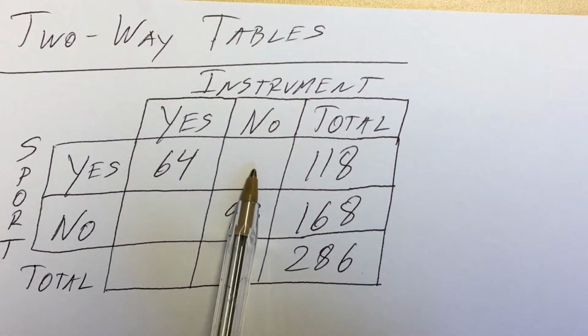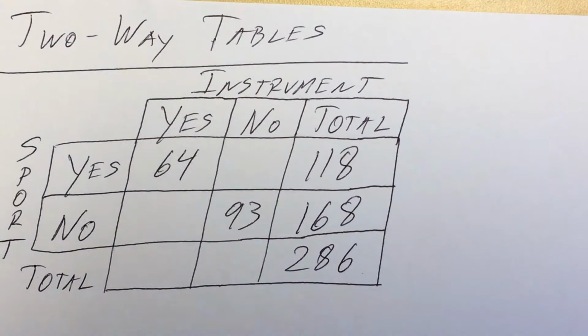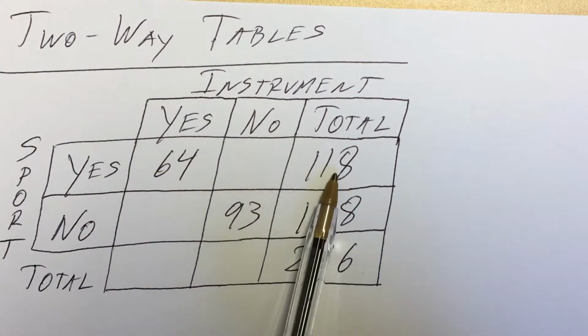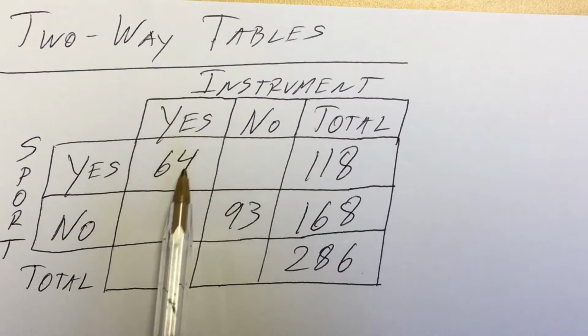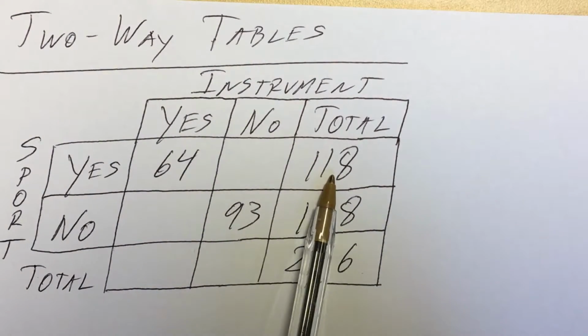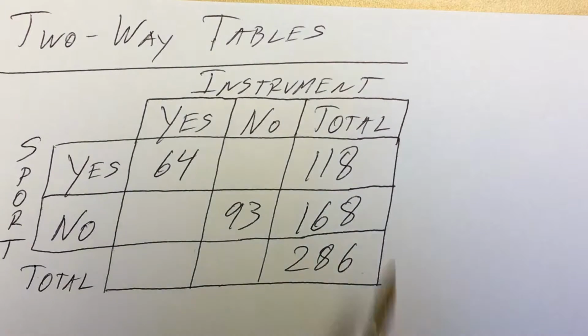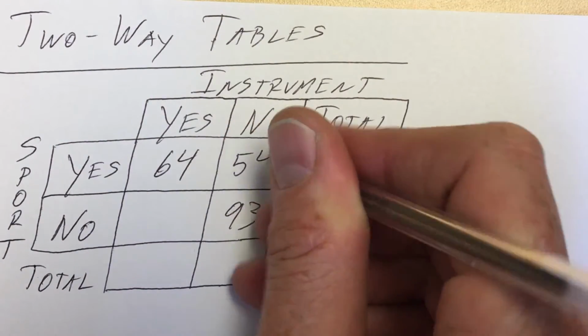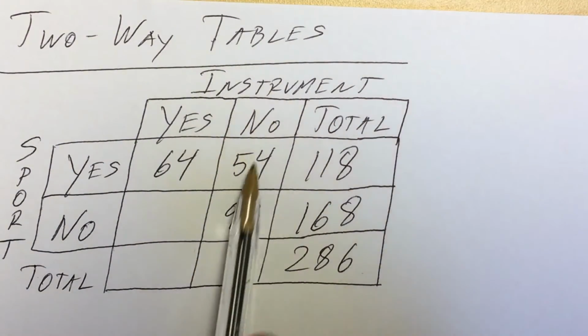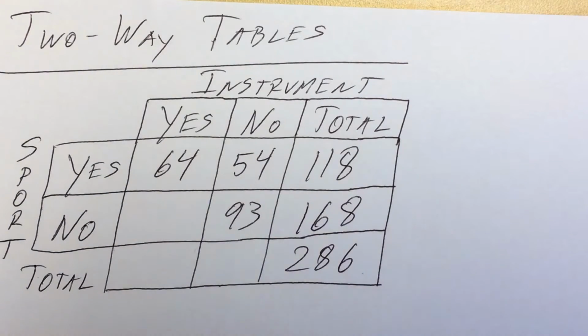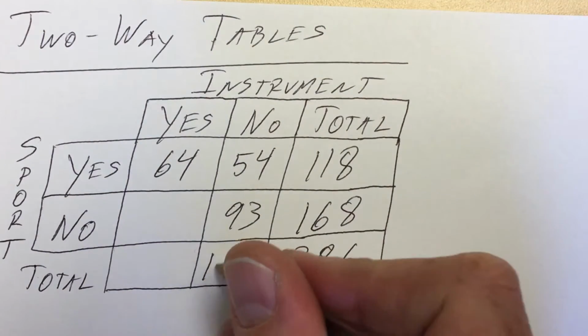We can also fill in the number of no's for an instrument. If 64 said yes, for the missing number that said no to the instrument, the total has to be 118. So 64 plus this number has to add up to 118, or vice versa, 118 subtracted by 64 would be 54. 54 people said no, they do not play an instrument, but they said yes, they play a sport. Once we have these two numbers for the no, we can add those together for a total, and that total would be 147.